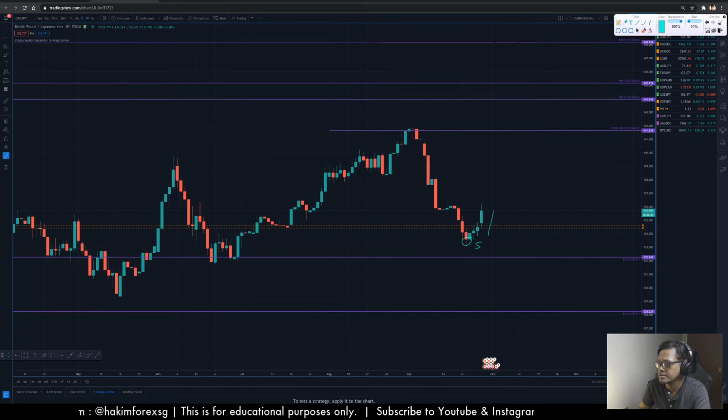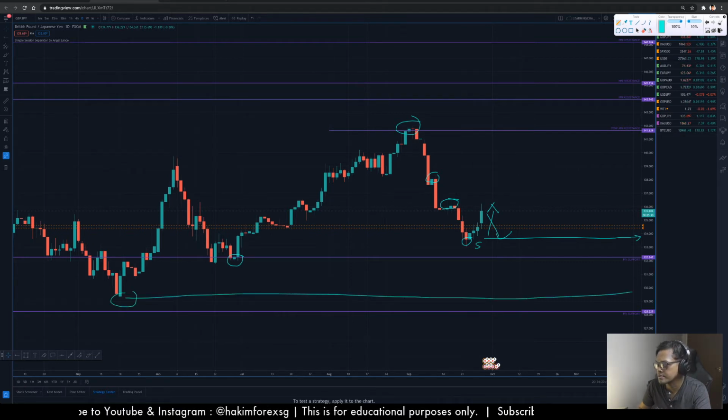It might go to test this area here before going to the next level at 138, and maybe testing 142.00. If it goes down, it will be testing this support here again at 133.80, and if it goes even lower, it is at 132247, or even lower, around 129. So you can see the two different outcomes, bullish and bearish. You just need to keep that in mind.